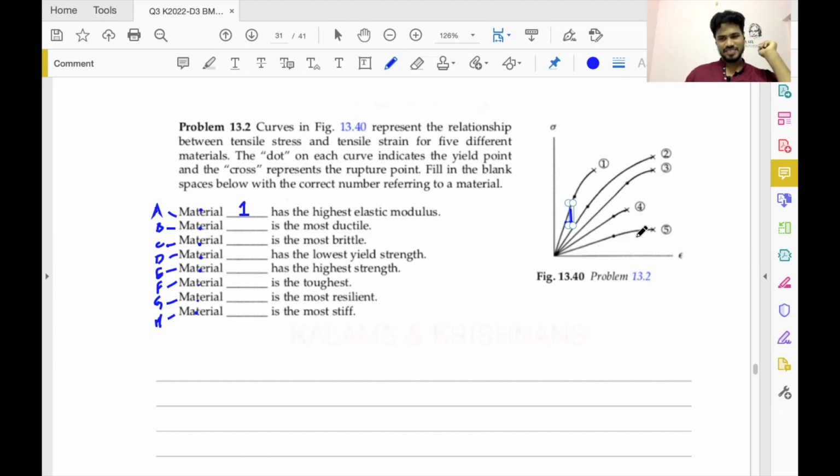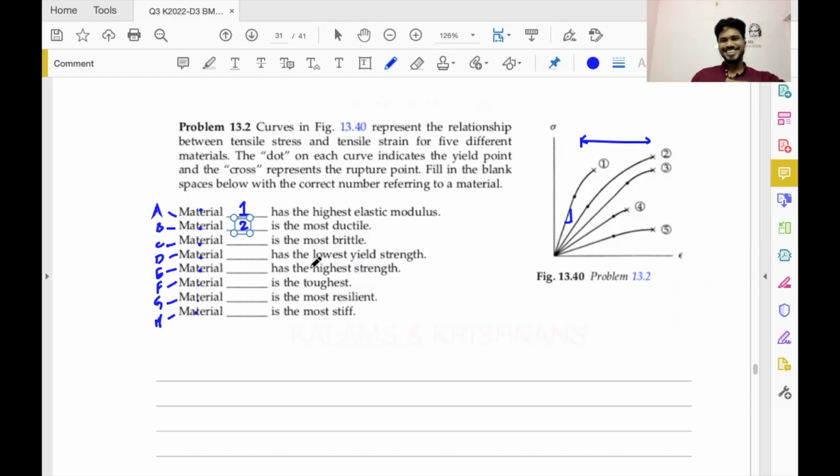See, 5 in fact is like a distractor. So 2. Notice the plastic strain in 2 is the highest. It starts yielding here, then goes till here. So plastic strain is highest in 2. What is most brittle? 1. Again, think about it.